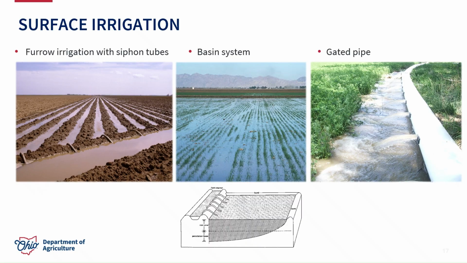the field. We may have a basin system where, again, a field channel is supplying water into more of a flood basin to irrigate that field, or on the right, something as simple as a gated pipe, and that pipe is releasing water directly onto the surface to then gravity flow across the field.